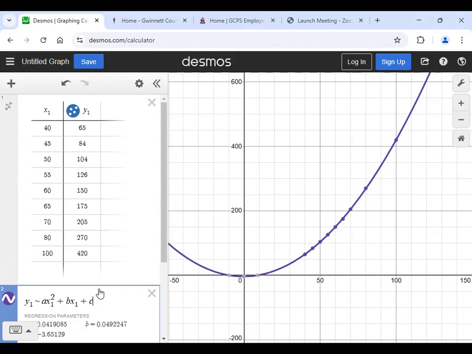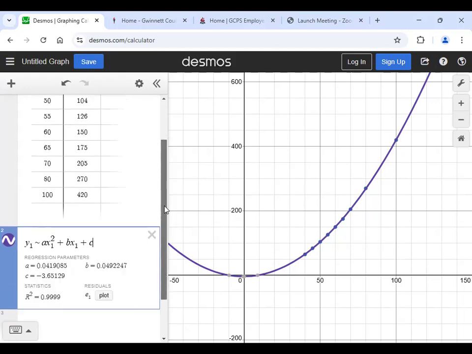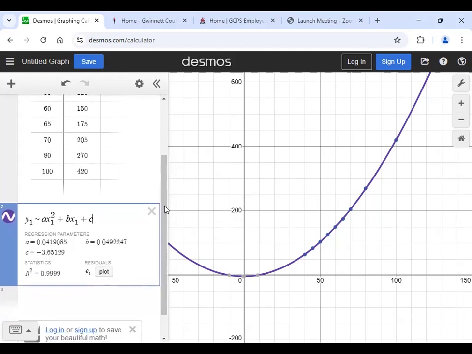Then I look over here and see that's a pretty good fit. That line goes right through those points. Look at this r squared: it is 0.9999. You don't get any closer to 1 than that. Again, the closer r squared is to 1, the better your line is.